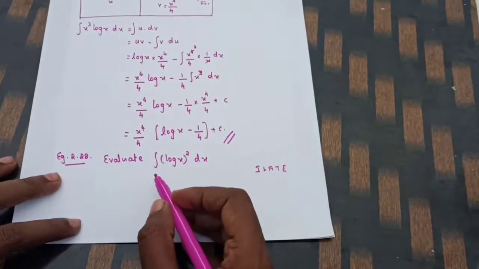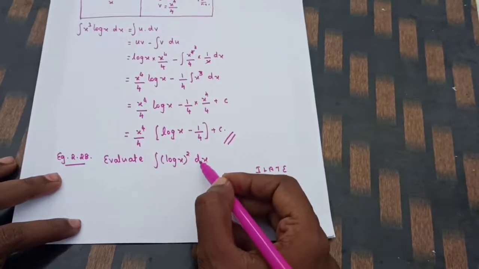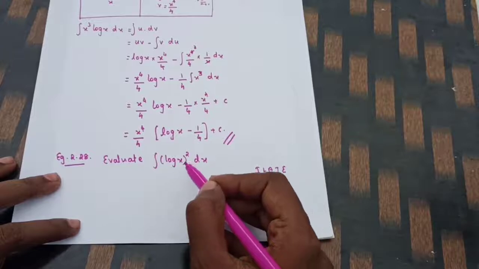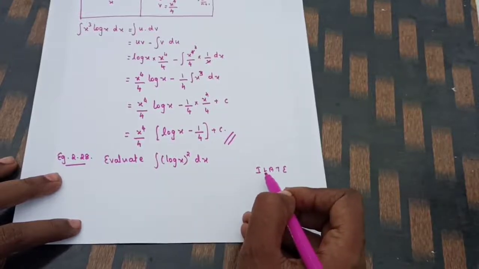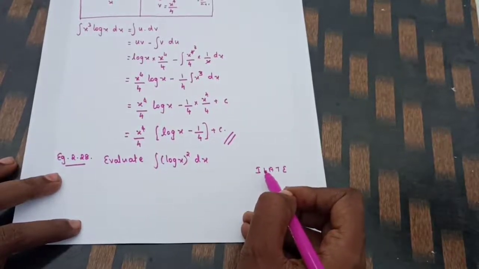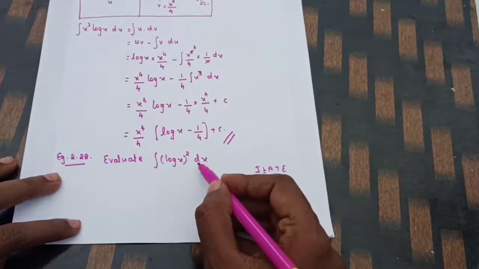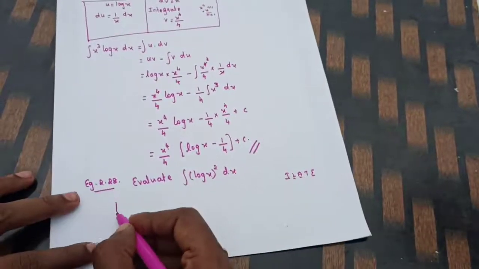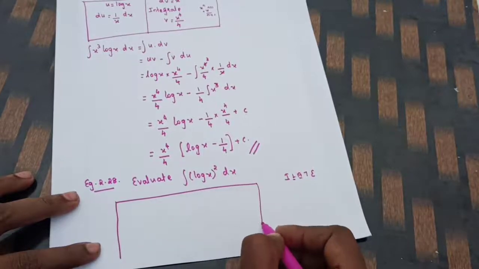Here log x is one of the functions, then one more function is dx, is it right? So here what will come first? L, is it right? Logarithmic, so it will come first. This dx means it's an algebraic function, so it will come after. So first you put the tabular column for that.